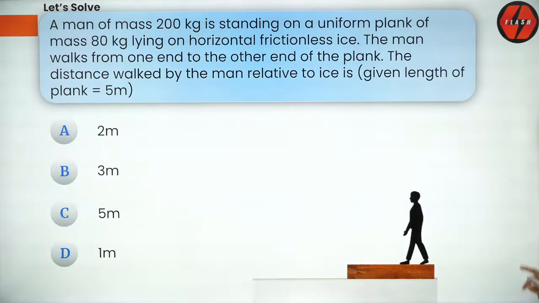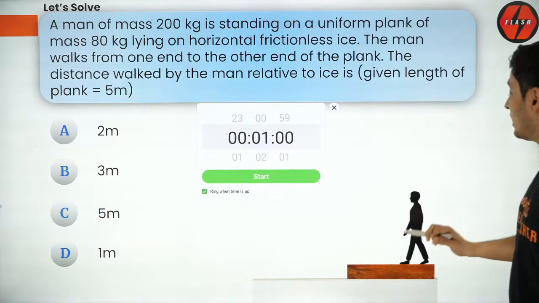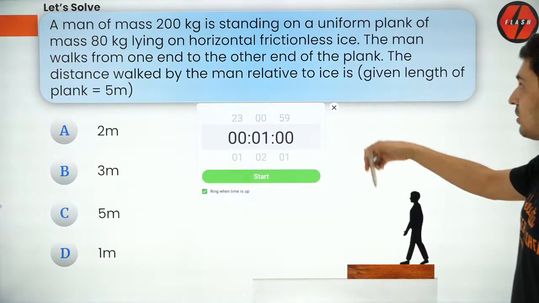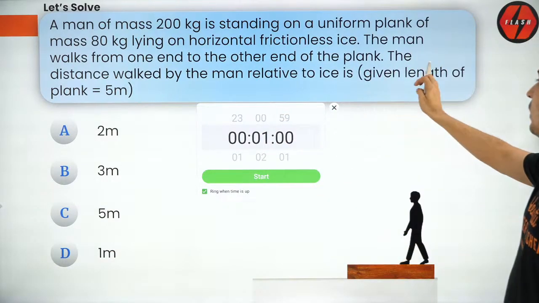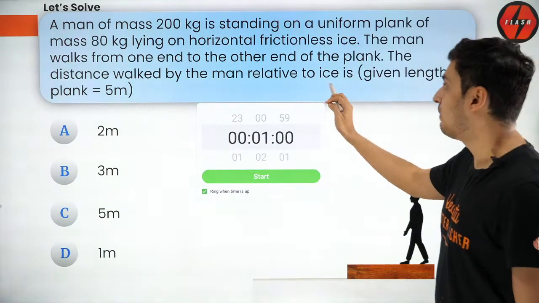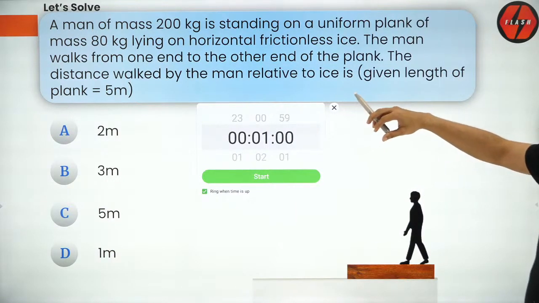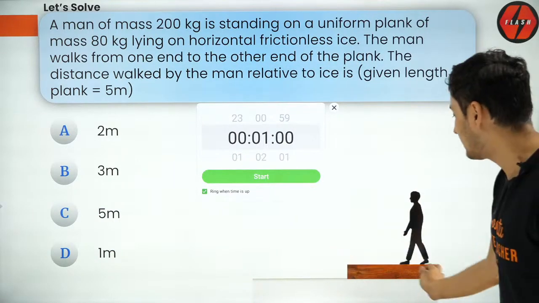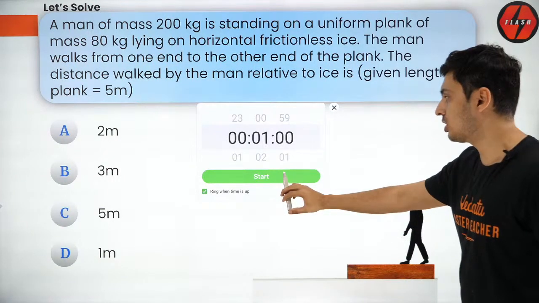How about this question? Let's see how many of you get this. A man of mass 200 kg is standing on a plank. Mass of the plank is 80 kg. It's on smooth ice. The man walks from one side to the other of the plank. The distance walked by the man relative to the ice is how much? Given that the length of the plank is 5 meters. Alright, let's see how many of you get this. Starting the question now.